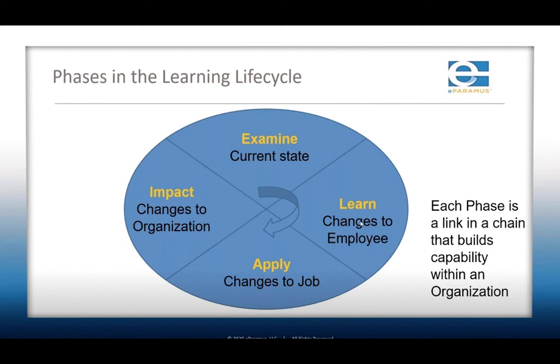So it's necessary for us to be able to track learning as it goes from the examining phase through the learning, the applying, and the impact phase. Once they apply it on the job, then we should be able to see metrics change as they go. So each phase is kind of a link in the chain that builds that capability within an organization. We really do need to track it as it goes all the way through that if we're going to give a compelling argument as to what is happening.